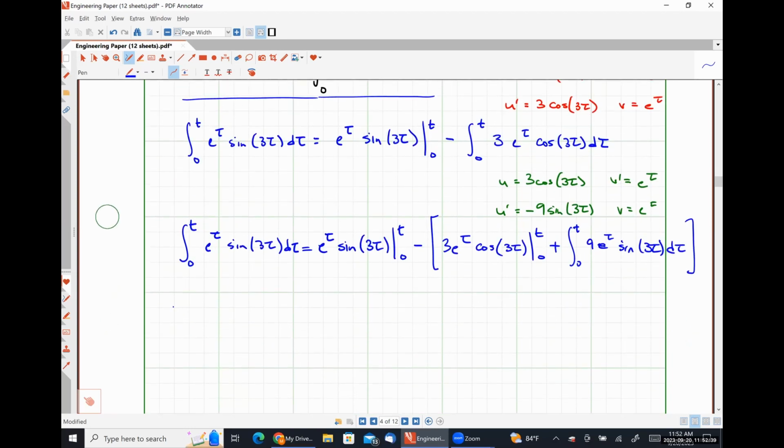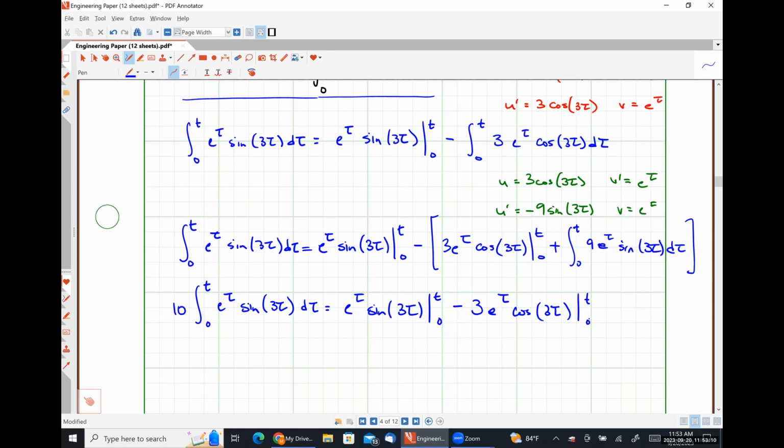And find that 10 times the integral from 0 to t of e^τ sin 3τ dτ is equal to e^τ sin 3τ evaluated from 0 to t minus 3 e^τ cos 3τ evaluated from 0 to t, or the integral from 0 to t of e^τ sin 3τ dτ is going to look like something over 10. That's something. So let's see what we have here.